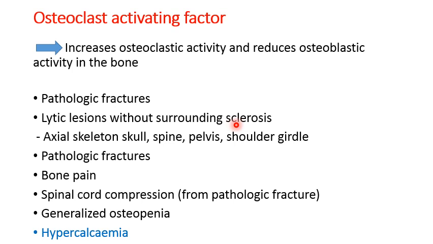Why is there no sclerosis? Because there is no osteoblastic activity. So they are just lytic lesions without surrounding sclerosis. So this is very typical of myeloma. They commonly occur in the axial skeleton like skull, spine, pelvis, shoulder girdle, but can occur anywhere.